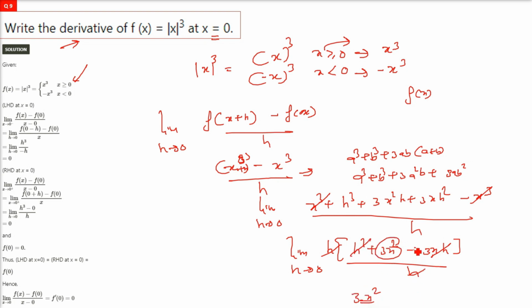Okay. So now this is your answer. This is your derivative. But you have to find out the derivative at x equals 0. So f dash x, the function of the derivative, is 3x square. So this is f dash x. The first principle was basically f dash x. It is 3x square. Put x as 0. It is 3 into 0 square. That is 0.